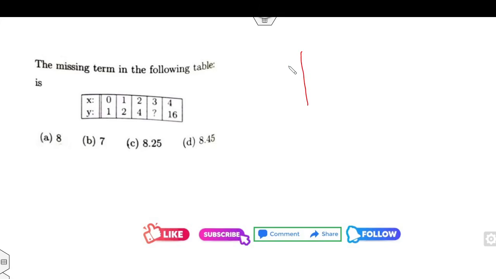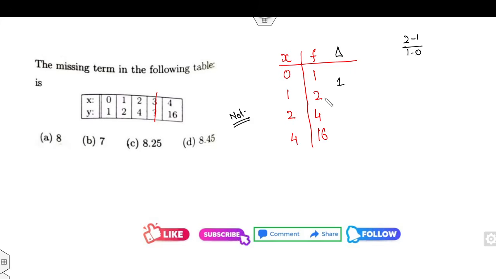Again, very simple. I can draw this table. I can skip this number. I can take 0, 1, 2 and 4. Fine. The values are 1, 2, 4, 16. Now find this, because they are not equally spaced, I can divide by their difference. So 2 minus 1 divided by 1 minus 0 will be 1. 4 minus 2, 2 divided by 1 is again 2. 12 divided by 2 is 6.